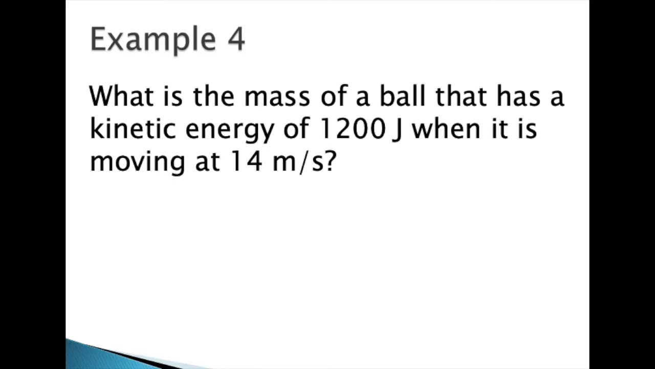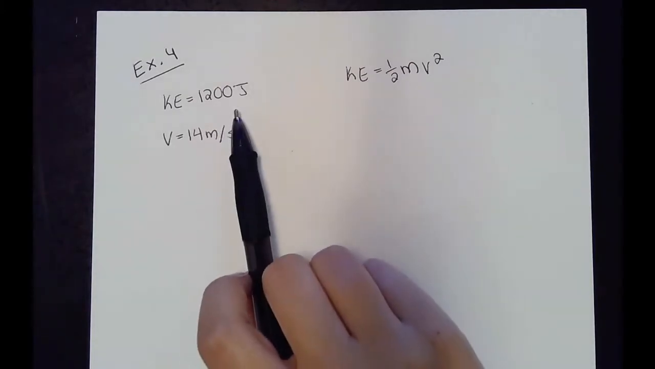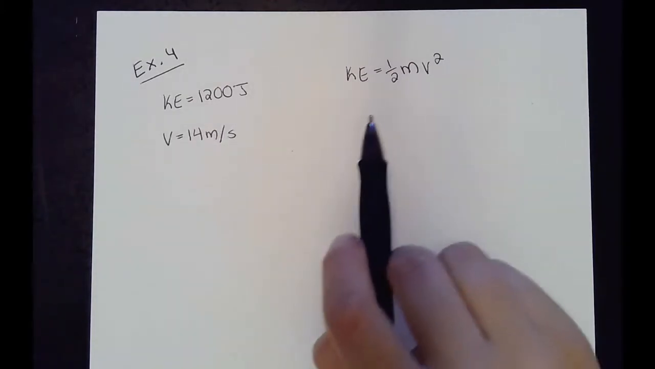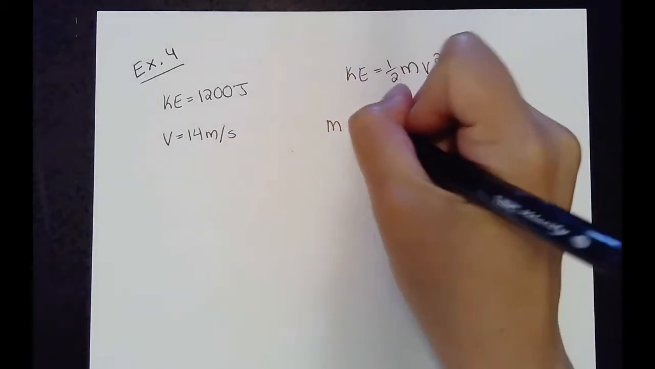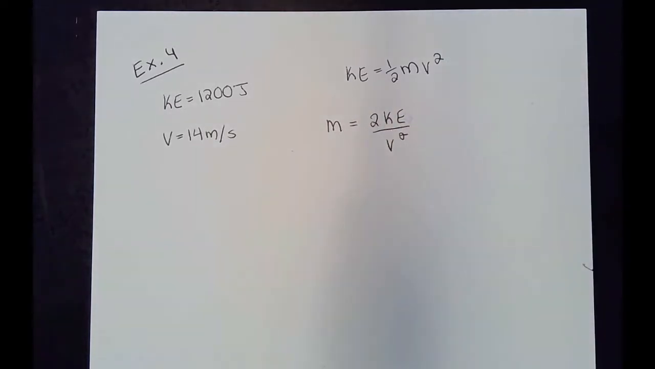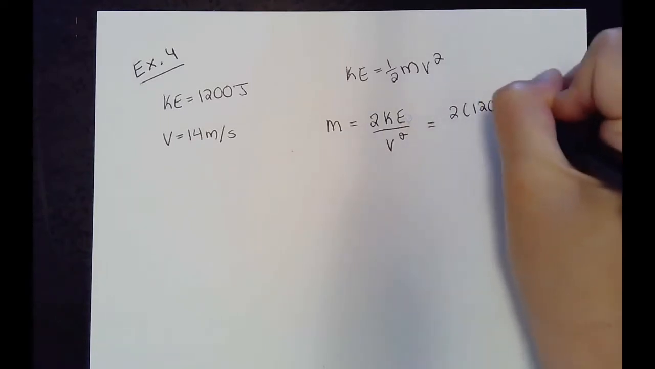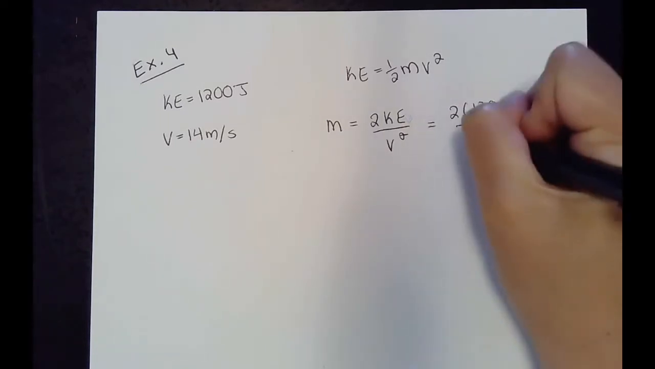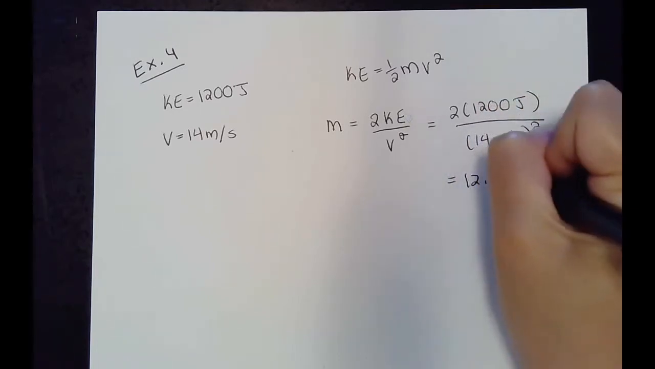Example 4, what is the mass of a ball that has kinetic energy of 1200 joules when it is moving at 14 meters per second? This is another quick example. So we have the kinetic energy and the velocity, and then we need to find the mass. So I'll just rearrange here. We have m equals 2 Ke over v squared. And so that's going to be 2 times 1200 joules over 14 meters per second squared, which is 12.2 kilograms.